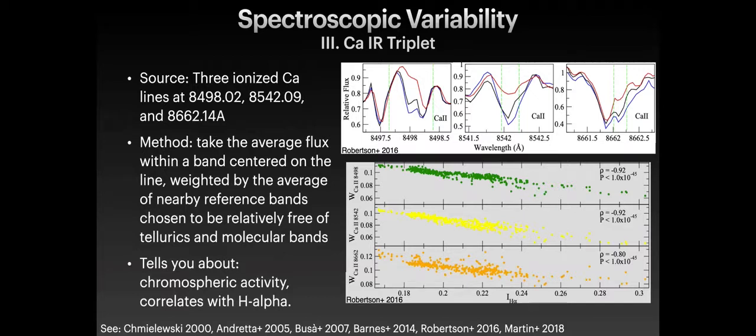In this figure showing each of the three triplet lines, we're seeing observations of high activity in red, low activity in blue, and then kind of an average activity in black. And you can see that, again, the red line, the more active time sample, is showing signs of increased flux in the different activity indicators. Now, these lines all show a clear anti-correlation with the H alpha line that we just talked about, shown in the bottom plot here, which suggests that they're also sensitive to variations induced by spots, plages, and faculae.